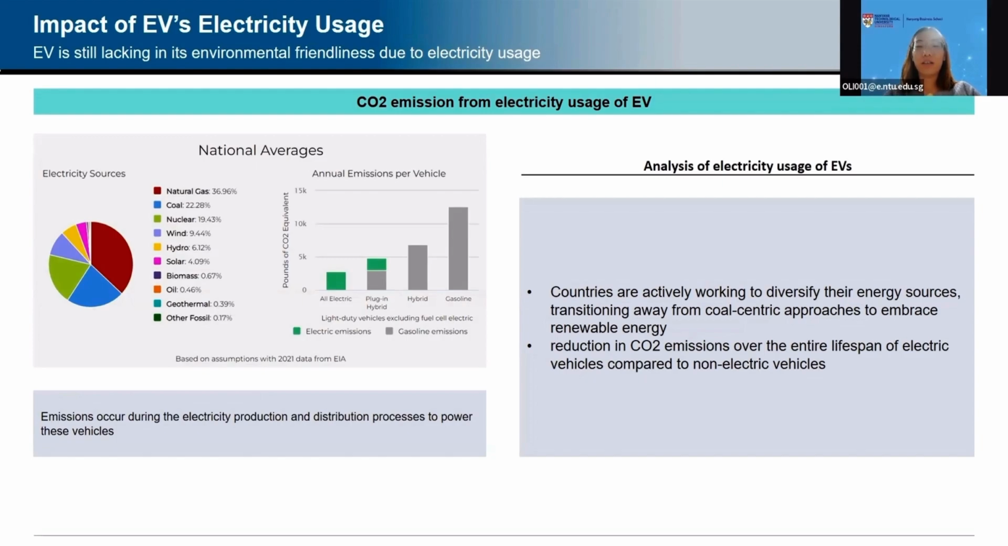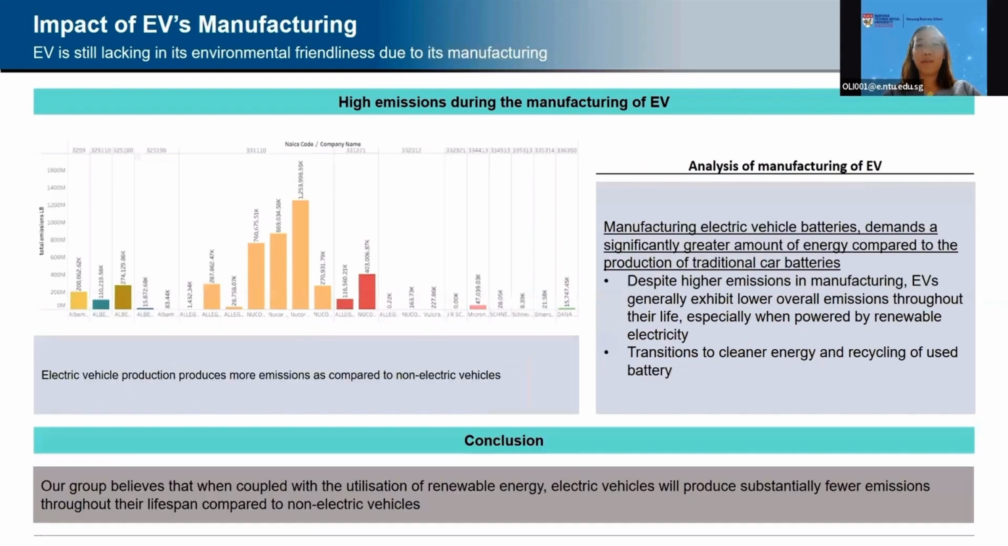Nonetheless, the pie chart indicates global efforts to shift towards renewable energy sources, reducing the overall CO2 emissions associated with electric vehicles throughout their lifespan compared with non-electric vehicles. While manufacturing EVs generates more emissions due to EV batteries, studies consistently showed that over their lifespan, EVs generally have lower overall emissions, especially when powered by renewable electricity.